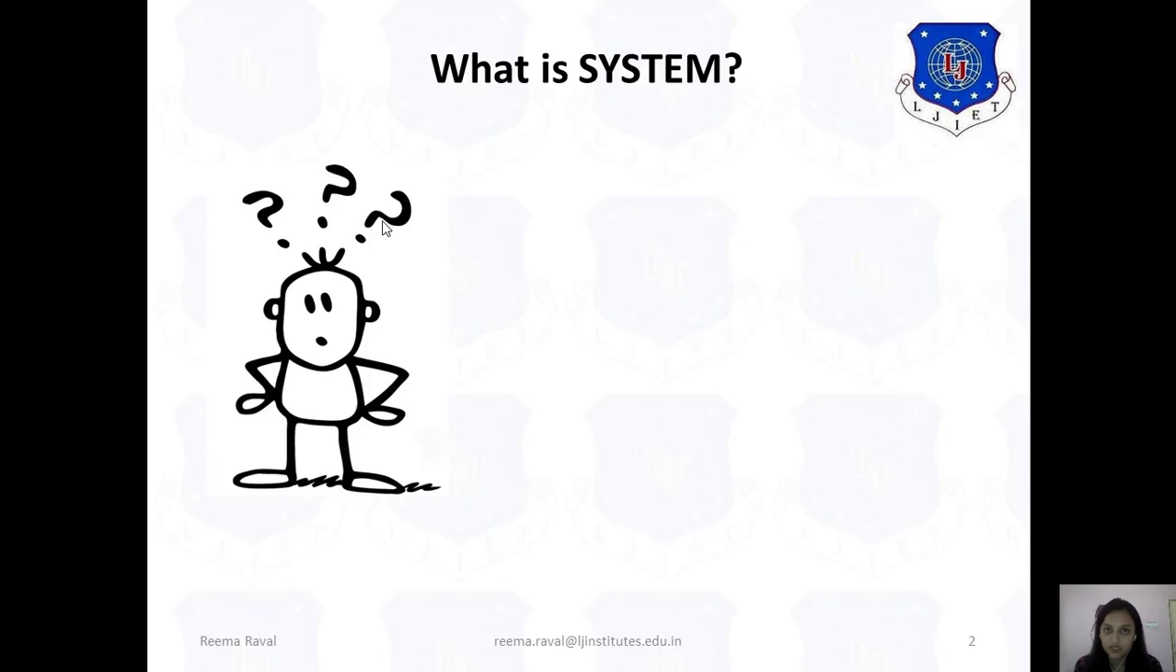This system can be of any type. It can be a communication system, a remote processing system, a biomedical system, a digital signal processing system, control system, etc. So according to the system which is designed for the application, we are going to give the input signal to that particular system so that we can get the desired output signal, right?